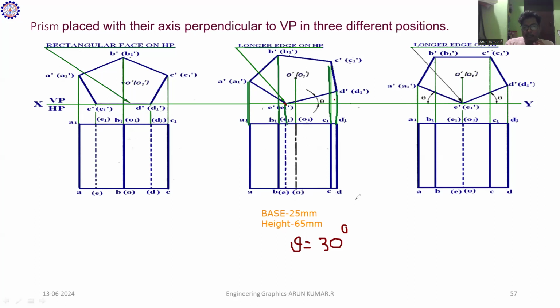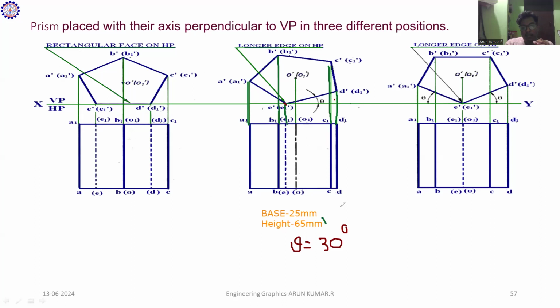I mark A dash, B dash, C dash, D dash, E dash as the top of the prism, and A1 dash, B1 dash, C1 dash, D1 dash, E1 dash as the bottom of the prism. Once you construct these, you proceed: A dash comes to A, B dash to B, C dash to C, D dash to D. Similarly, A1 dash comes to A1, B1 dash to B1, C1 dash to C1, D1 dash to D1, and E1 dash to E1.